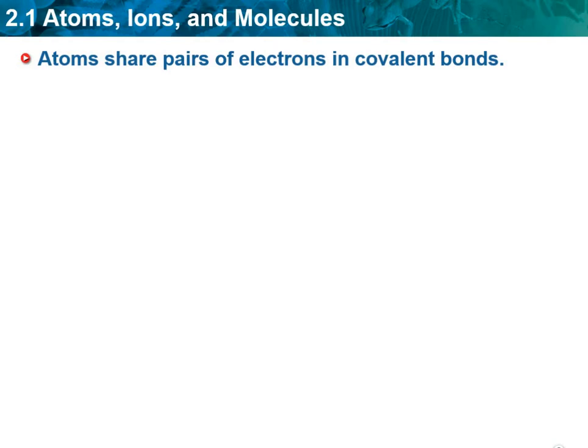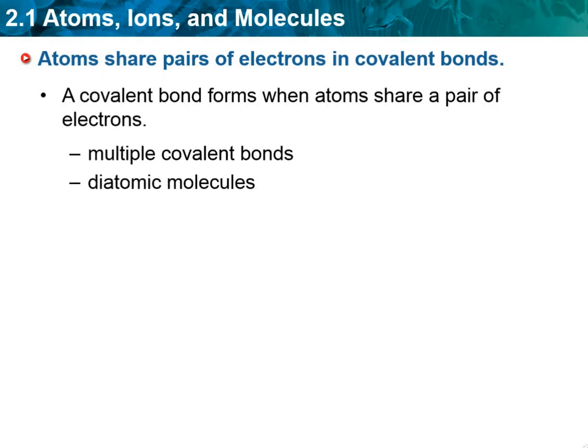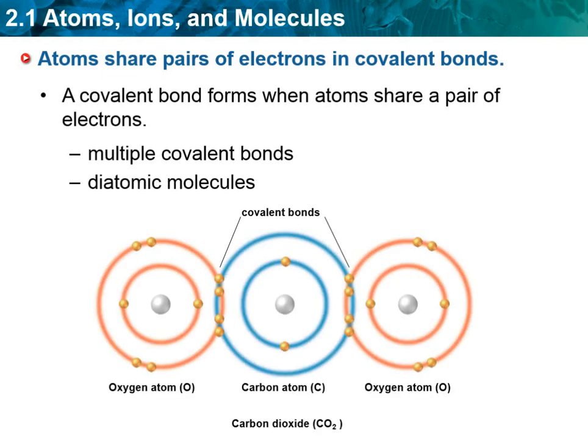Now, another type of bond is what's known as a covalent bond. A covalent bond forms when atoms share a pair of electrons. So you can have multiple covalent bonds. When you do that, you have diatomic molecules. So right here, the carbon dioxide forms covalent bonds. So it's going to share the electrons, and these electrons out here are called valence electrons.